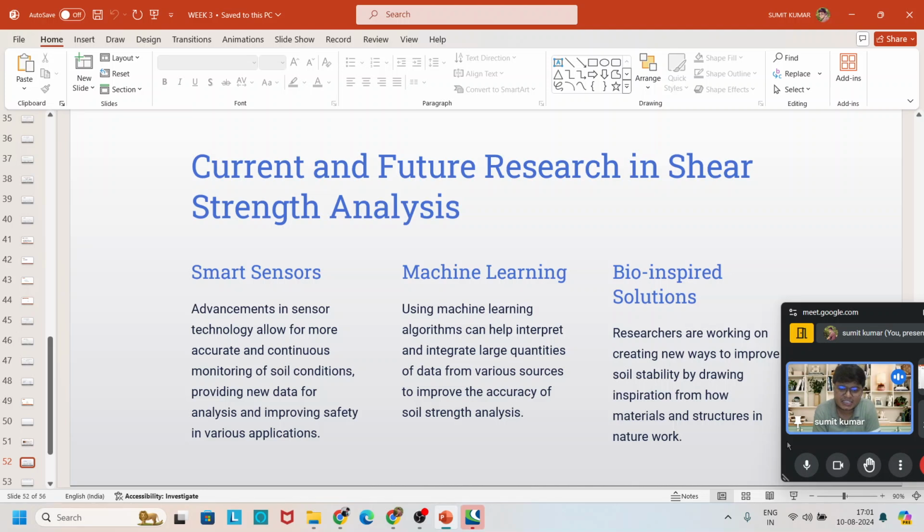Then there is machine learning. Using machine learning algorithms can help interpret and integrate the large quantity of data from various sources to improve the accuracy of the soil strength.